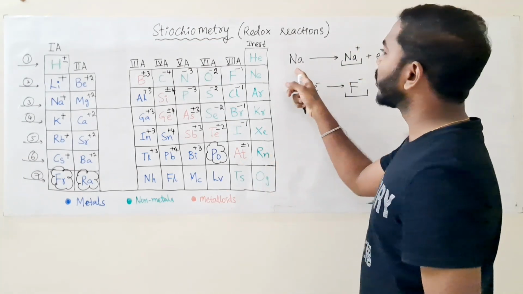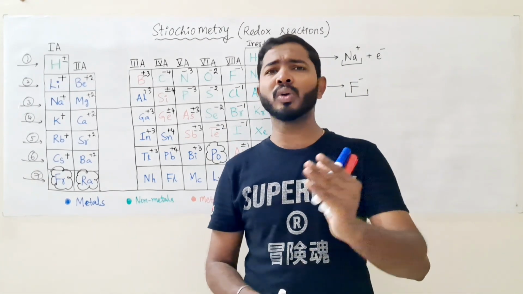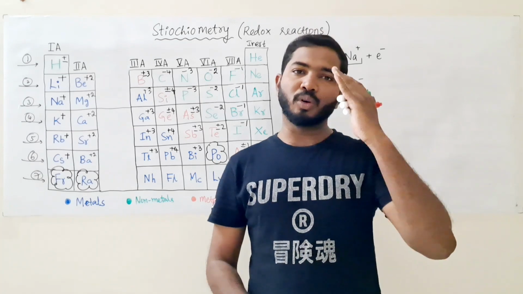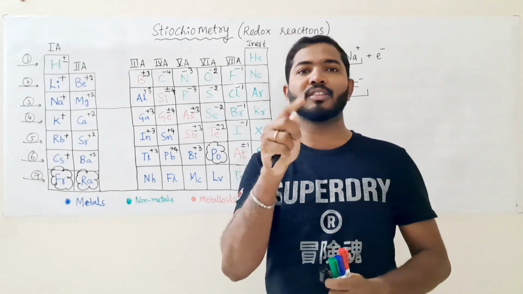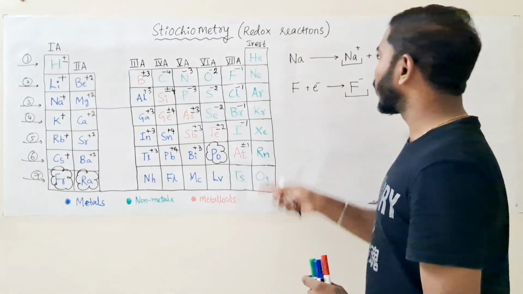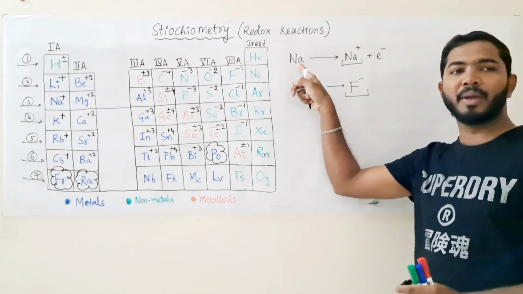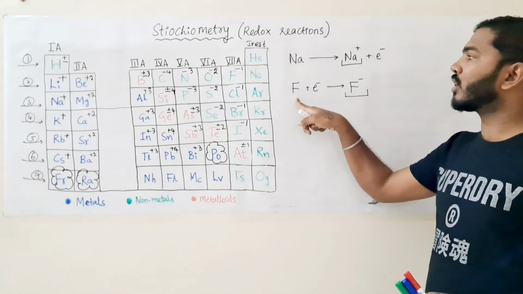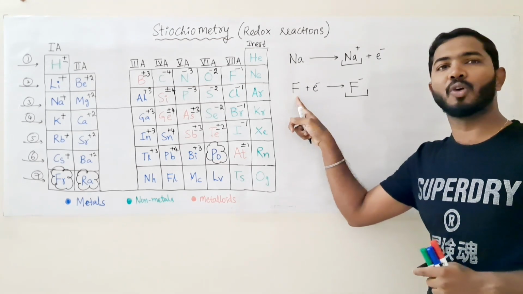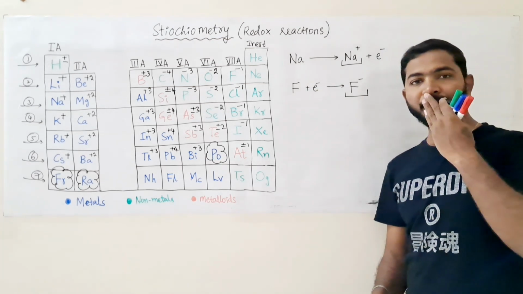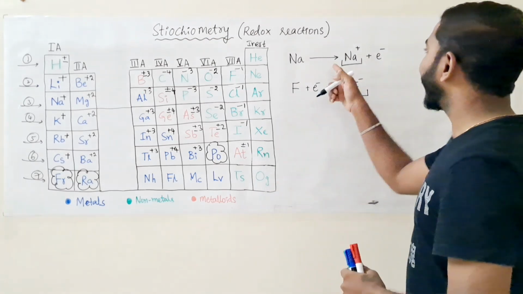For neutral atoms, the oxidation number we always take as 0. Not only for sodium, not only for fluorine, in all the cases for neutral atoms, the oxidation number is taken as 0. Suppose I ask what is the oxidation number for sodium in this case, obviously it will be 0. Similarly, what is the oxidation number of fluorine in this case? Obviously 0, because they are neutral atoms. And once they lose or gain, they get charges.